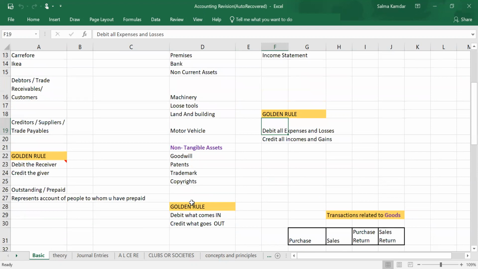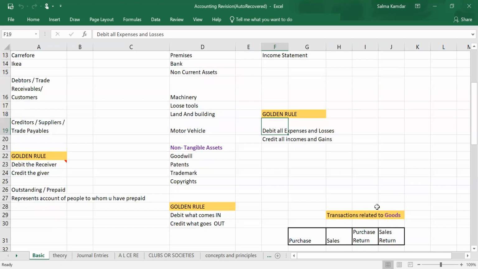For real accounts, the golden rule is debit what comes in and credit what goes out. And for personal accounts, the golden rule is debit the receiver and credit the giver.